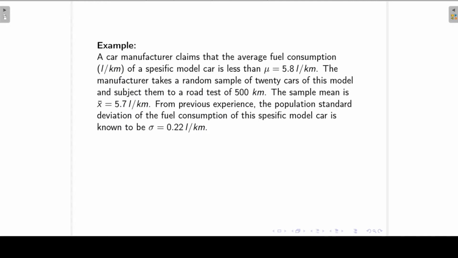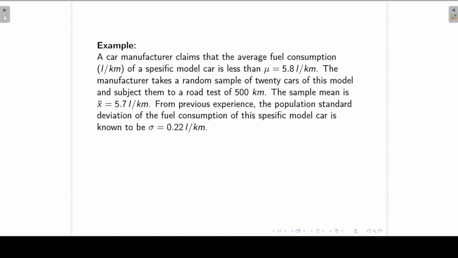Okay, in this lecture, I am going to work through the whole process of testing a hypothesis, just to give you an intuitive feeling of how hypothesis testing works. And then in the lectures to come, we will refine this process.